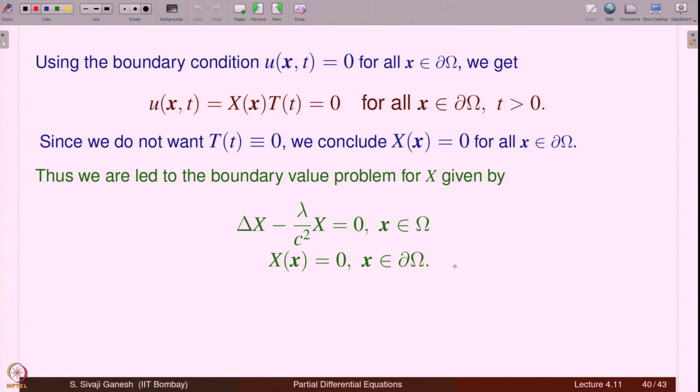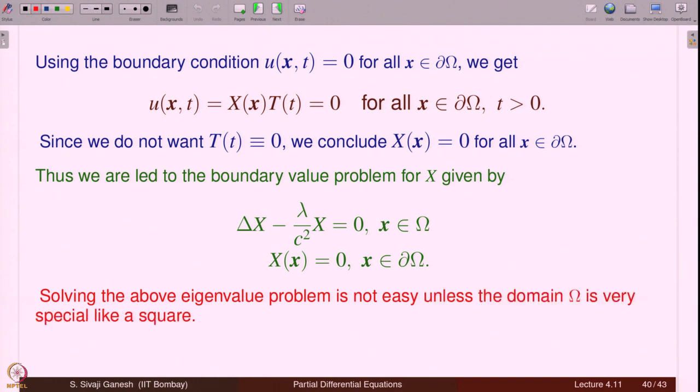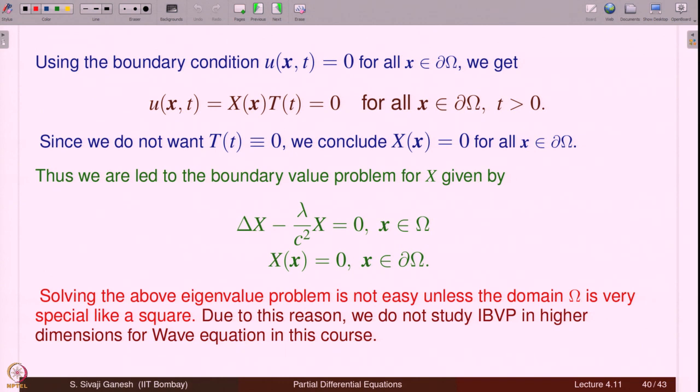Earlier the wave equation gave rise to two ODEs when we were considering one space dimension, and ODEs we could easily solve. Now, here it is a linear equation once again, but solving this is not easy, we do not know. Unless the domain is very special like a square, imagine omega is a square, once again we apply the separation of variables method and reduce that to two ODEs. So, it can be done, but we are not going to discuss how to solve such problems in this course. Just wanted to show how the separation of variables method looks like in higher dimensions.